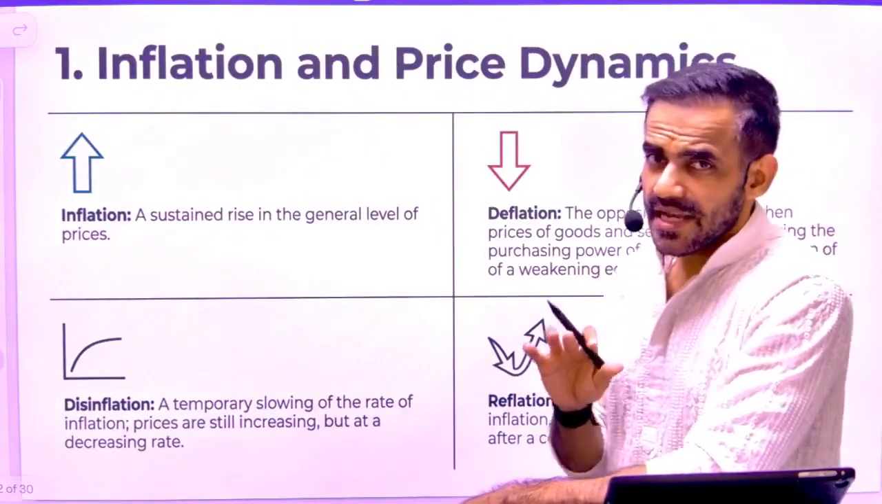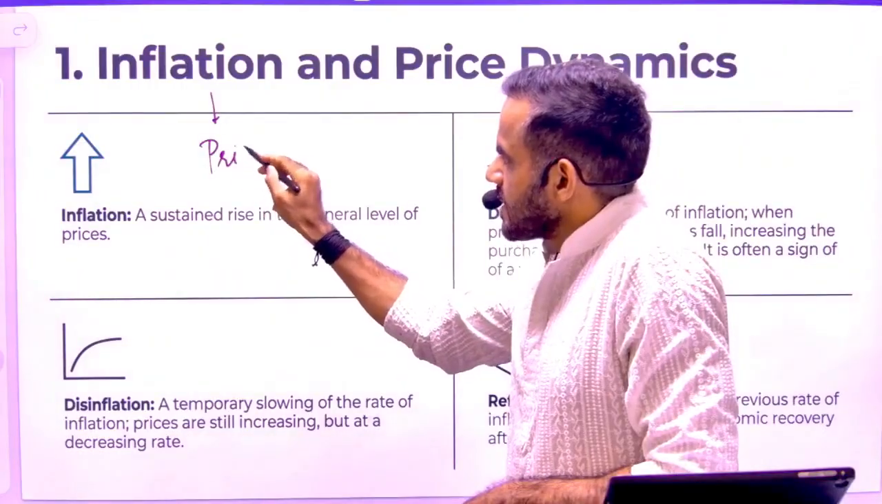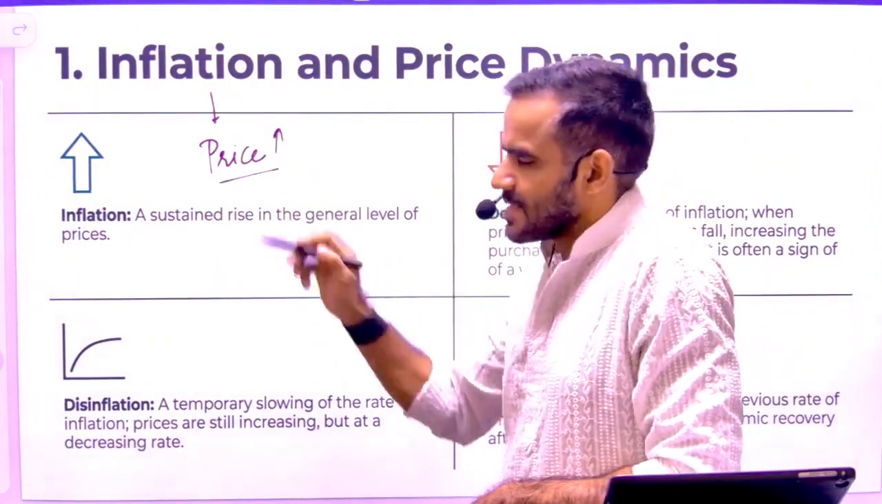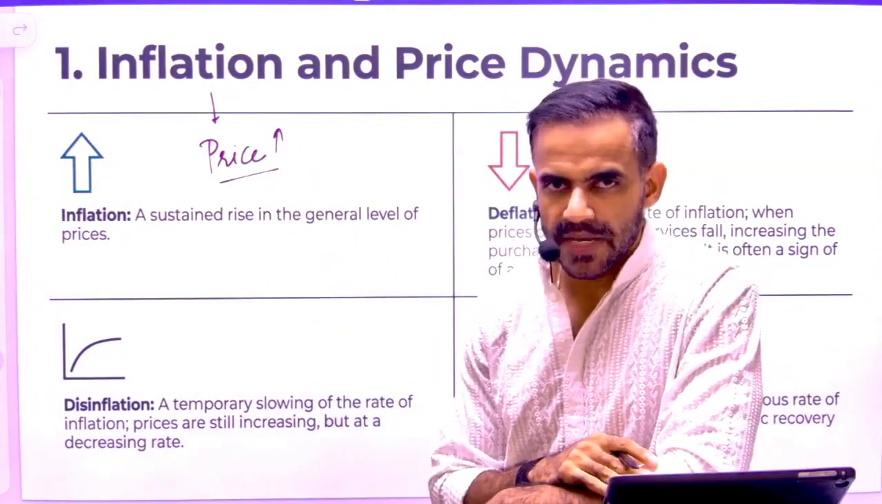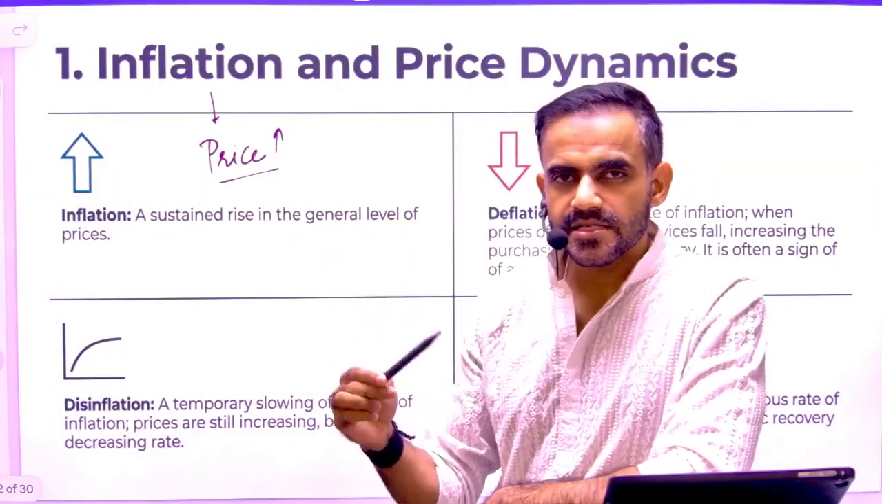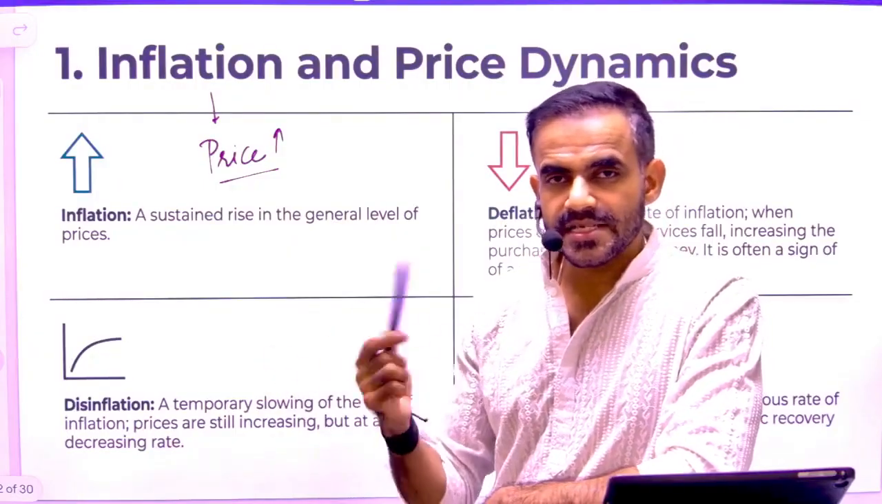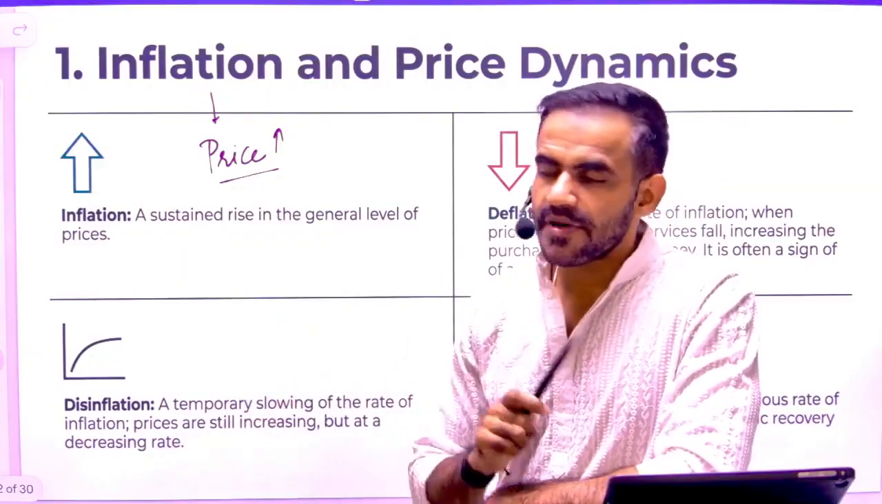First things first, what is inflation? Inflation, in a very simple sense, is the rise in price, or price rise. Now let's say, I'm giving a very basic example. Let's say the price of a pen is 10 rupees. Next year the price increased to 12. So in this case, what is happening? The price has increased. This is basically referred to as inflation.